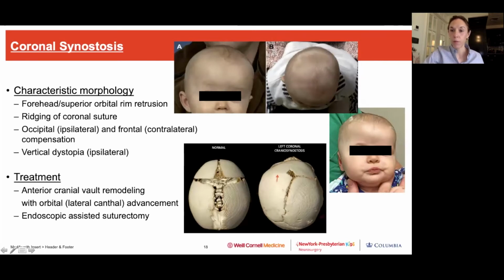All right, so a couple more examples just to drive this home. Here's a really good example of it. So this is elevation of the orbital rim, depression of the contralateral rim.